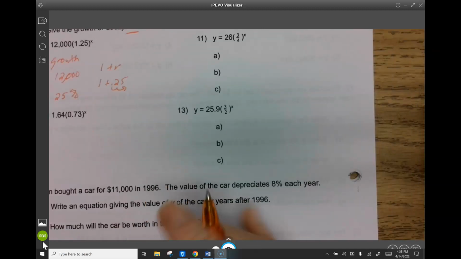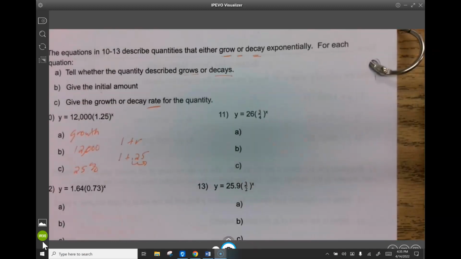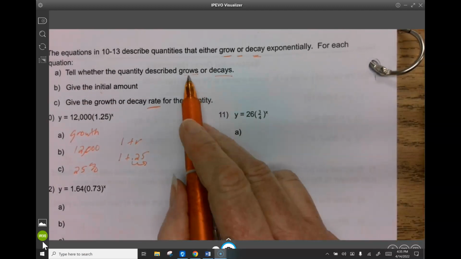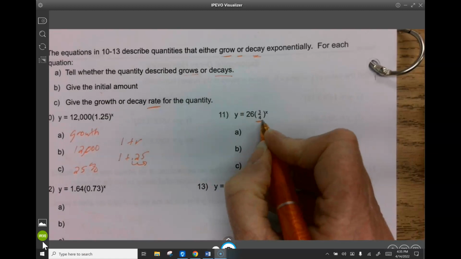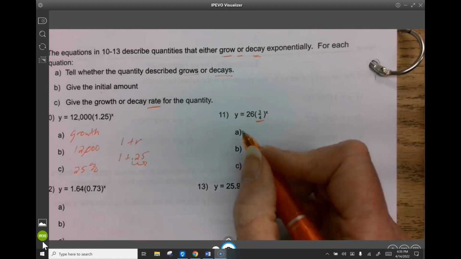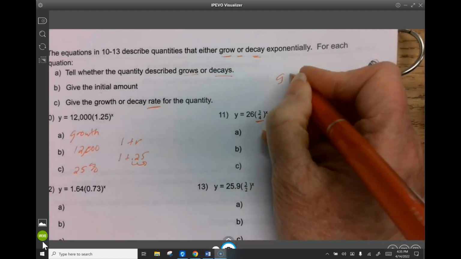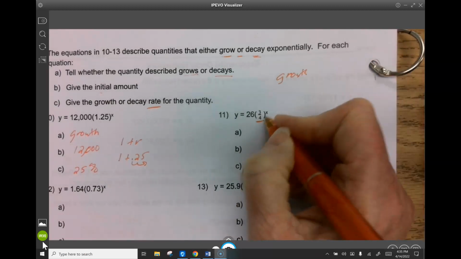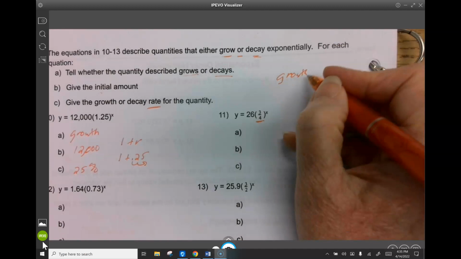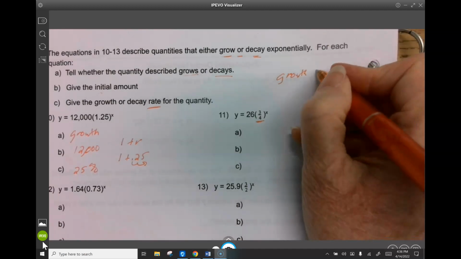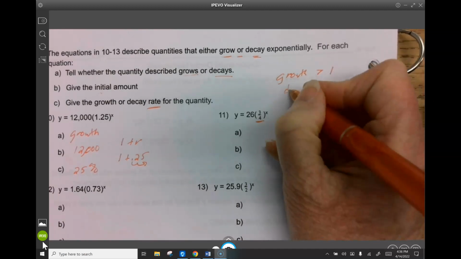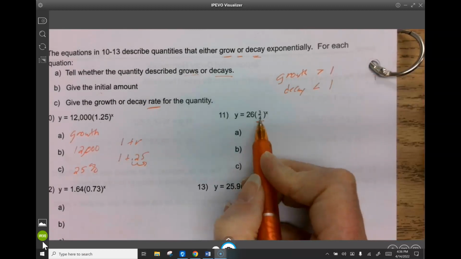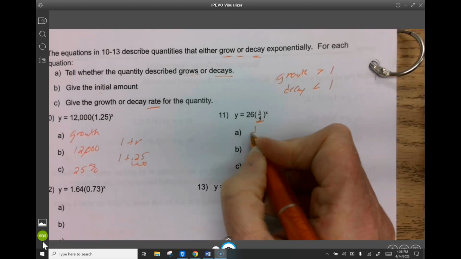Okay, let's do 13. Nope, I'm going to do 11. So, here I go. Tell whether it grows or decays. Is this number greater than 1 or less than 1? Because if this value in here, 1 plus r or 1 minus r, is greater than 1, it's a growth, and it's a decay if it's less than 1. So is this greater than 1? No, less than 1. So this has to be a decay.